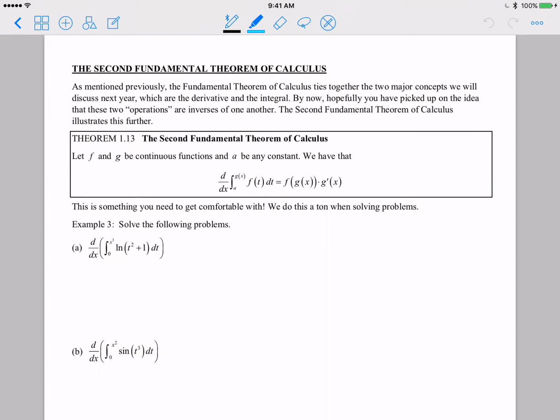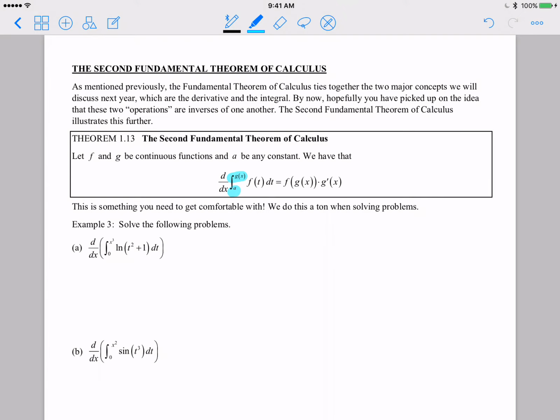So I want you to read the theorem. It says the derivative with respect to x of the integral from a, so a is any constant, to g of x, where g of x is any function of x. Could be x squared, could be square root of x, could be sine of x. It really could be anything, any function of x.